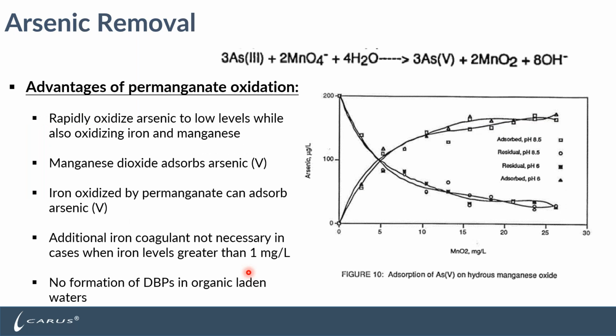The advantages of using permanganate for arsenic removal include rapid oxidation of arsenic to very low levels, while also oxidizing iron and manganese, a common theme here. The manganese dioxide can adsorb arsenic 5, as we discussed previously for some of the other key metals of concern. Iron oxidized by permanganate can also adsorb arsenic, meaning the addition of iron coagulants is often not necessary. And there's also no formation of chlorinated organics in organic laden waters.